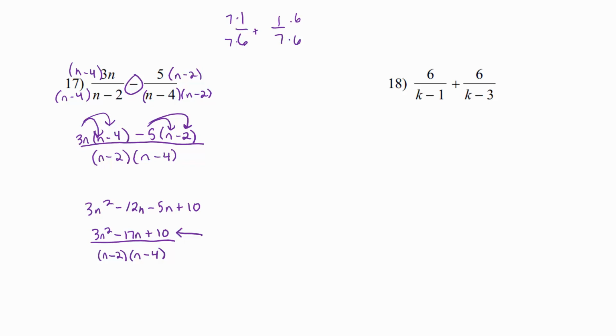Now, there's many different ways you can choose to factor this. You can guess and check. You can use slide and divide. You can use the box method. Whichever way you do it, you should end up with 3n minus 2 times n minus 5. And so it does not actually simplify at all. So you may think, well, did I even need to do that? I would argue yes, because what if they did cancel out? Now you know for sure.